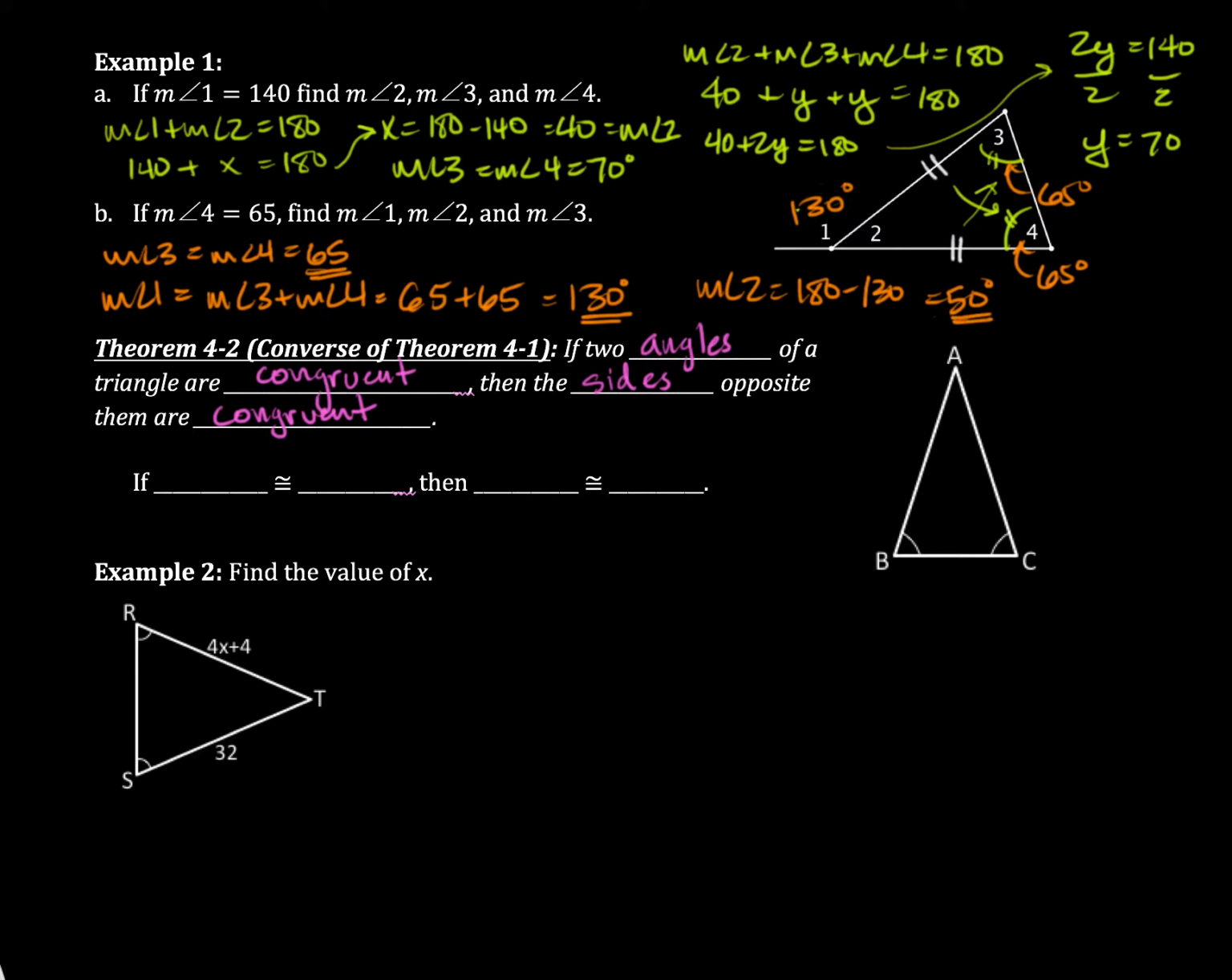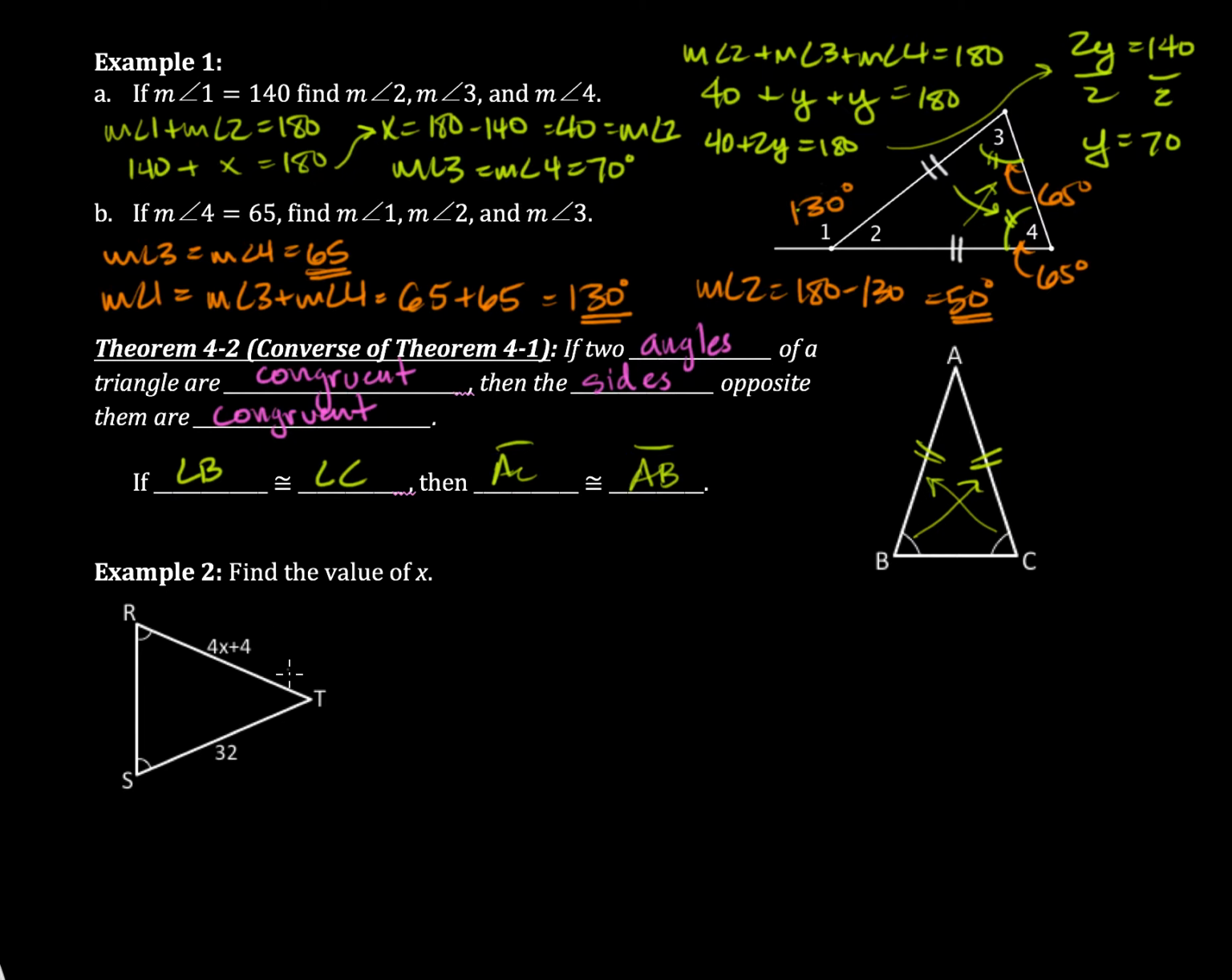Now in theorem 4-2, we have basically the converse of the one that we just talked about, theorem 4-1. In this case, if we have two angles that are congruent in a triangle, like if angle B is congruent to angle C, then I know that the sides opposite them will be congruent. So the side that's opposite angle B is segment AC. Segment AC is guaranteed to be congruent to the side that's opposite angle C, which is segment AB. So AC is congruent to AB in this example.